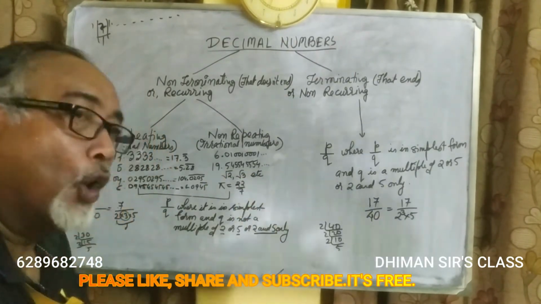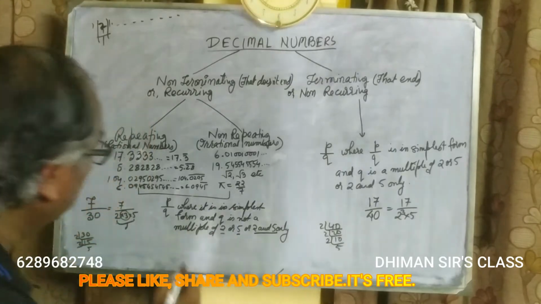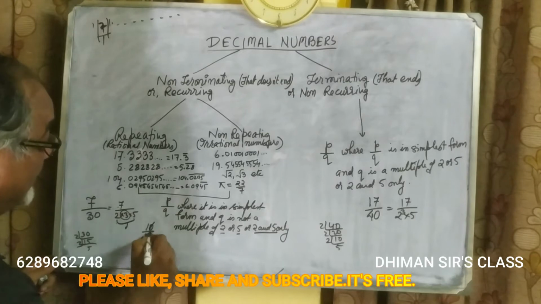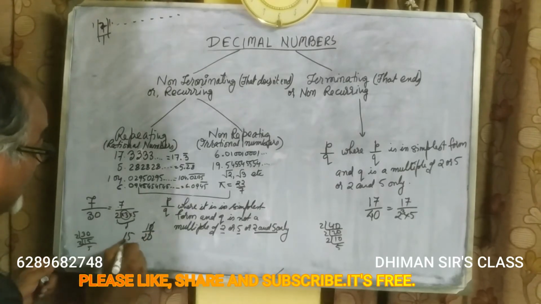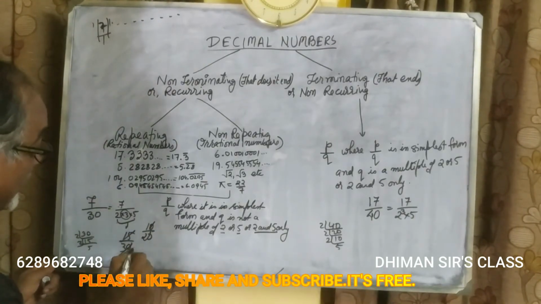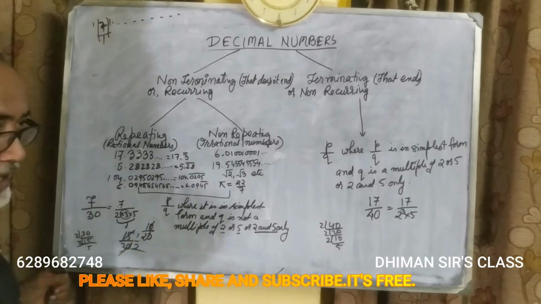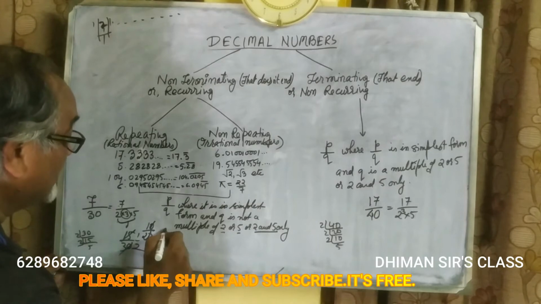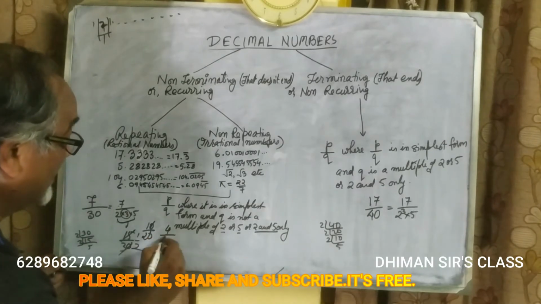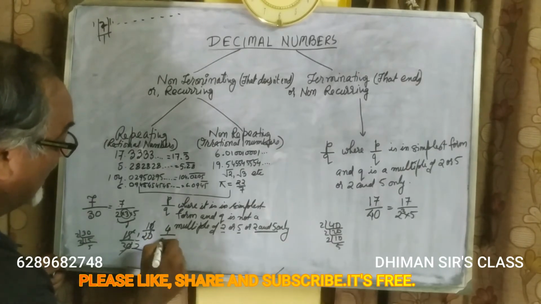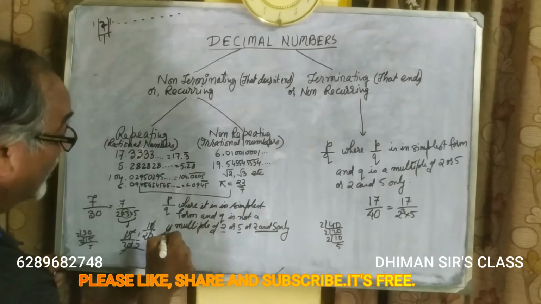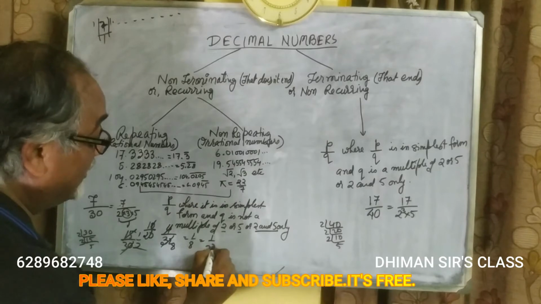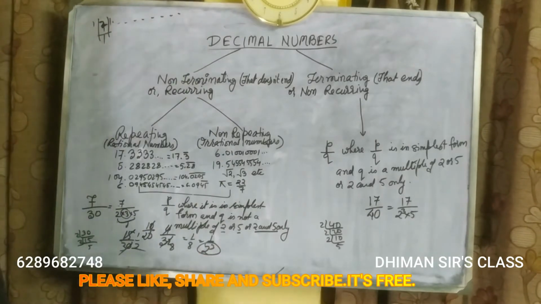it will be there. Either 2 or 5 alone. Suppose 10 by 20 or suppose 15 by 30. 15 1s are 15, 15 2s are 30, so 1 by 2. Only 2 is there. Or suppose 4 by 32. 4 1s are 4, 4 8s are 32. So it is equal to 1 by 8. 8 means 1 by 2 cube. See here it is only 2.